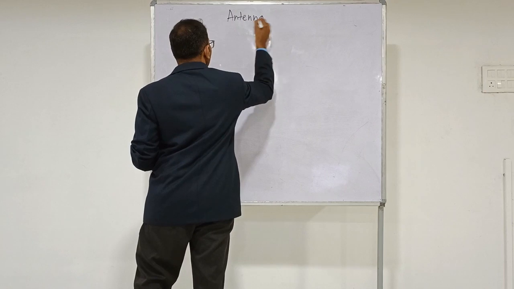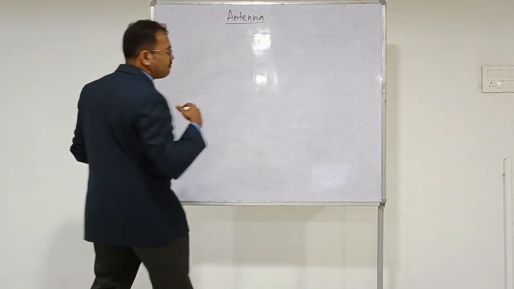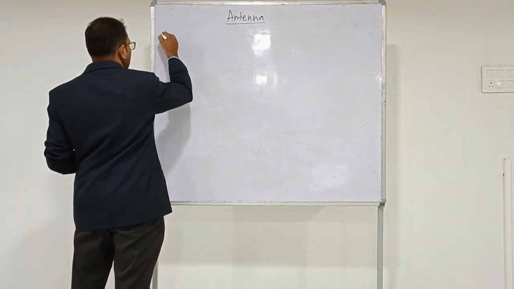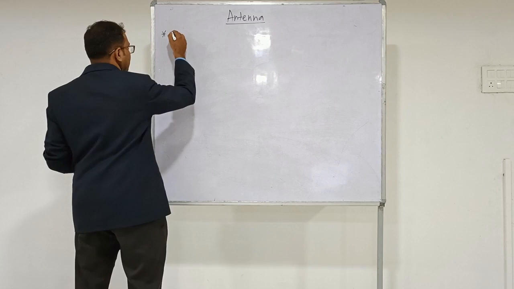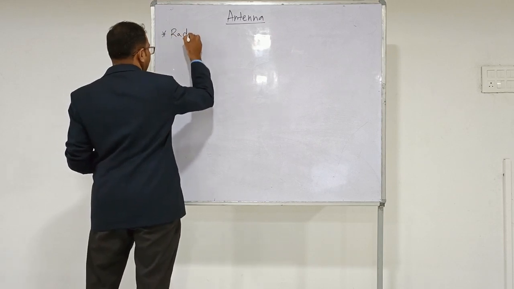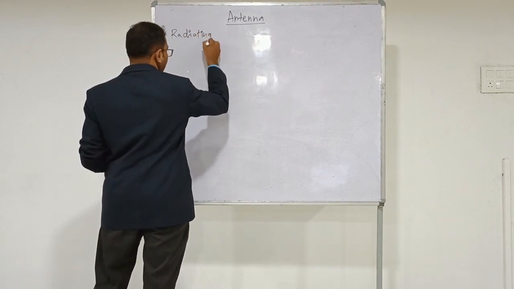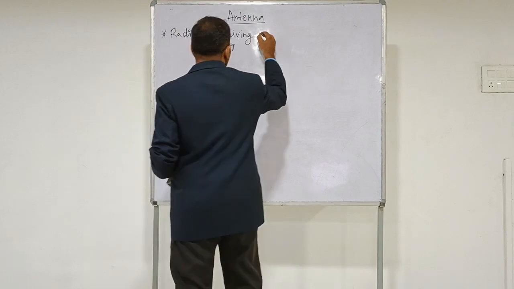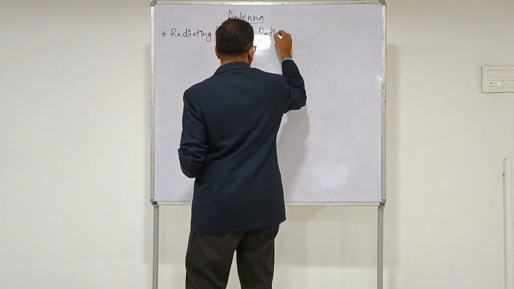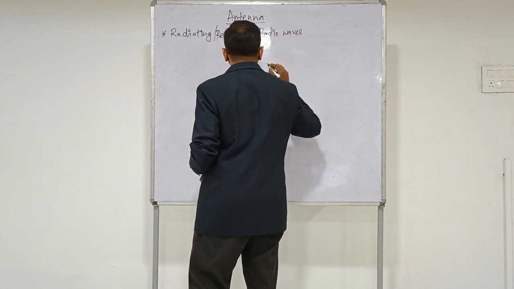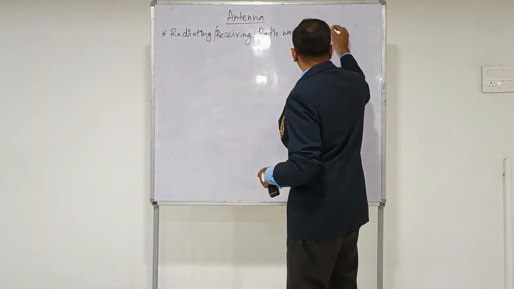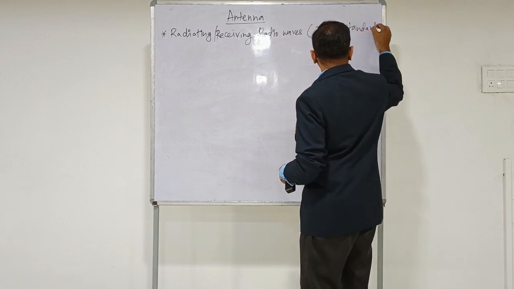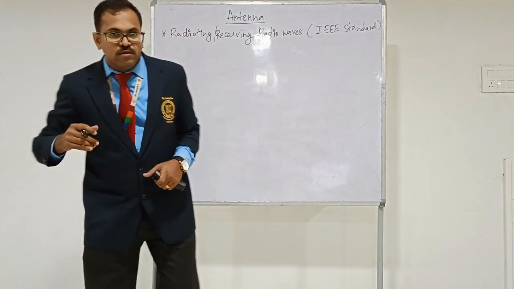So how can we define an antenna? What is the fundamental idea behind an antenna? As per IEEE standards, an antenna can be defined as a means for radiating or receiving radio waves. This is as per the IEEE standard.